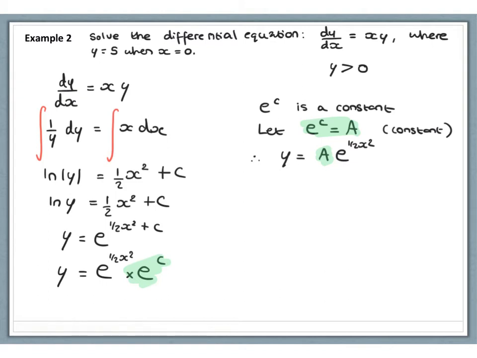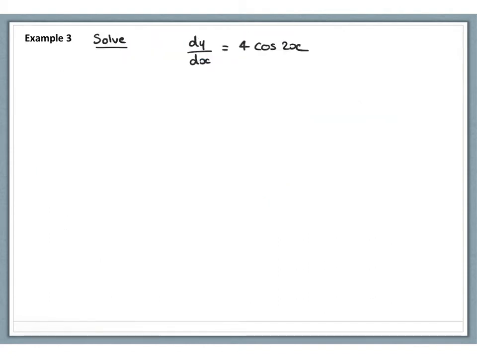We were given some boundary conditions over here. Let's substitute them in. So y equals 5 when x equals 0. Now when x equals 0, e to the 0 is obviously just 1, so a is equal to 5. And this then gives me y equals 5 e to the half x squared as my answer to this question. Let's have a look at another example.